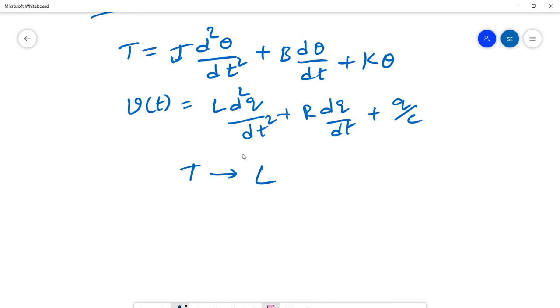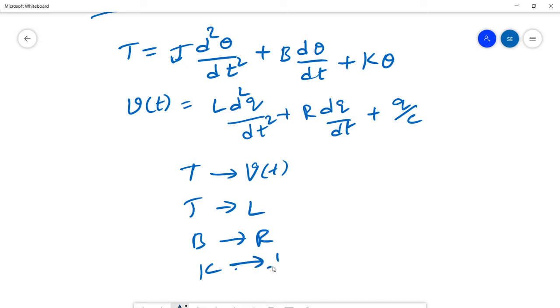Torque is analogous to voltage, we will write it like this, V of t. J is analogous to L, B is analogous to R, K is analogous to 1 by C, and what is left? Torque is over, J is over, B is over, and K.